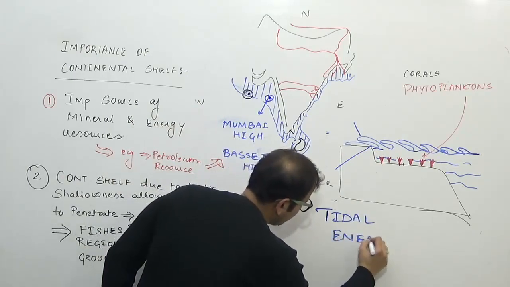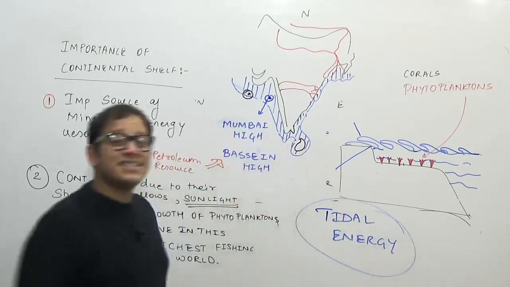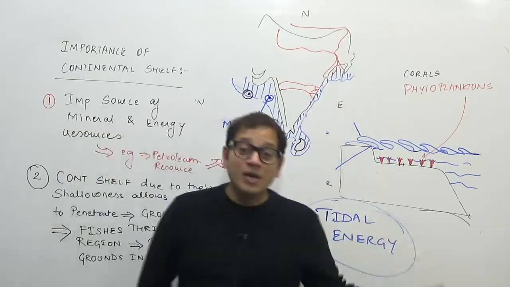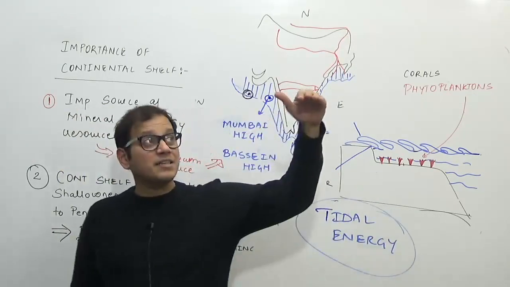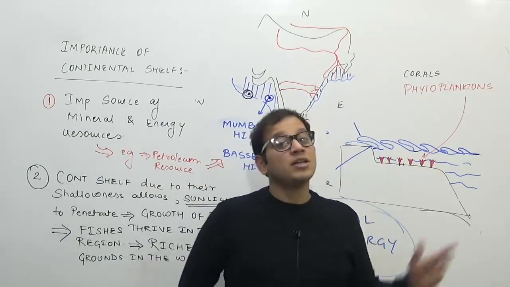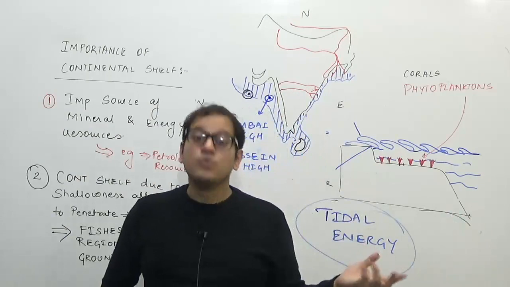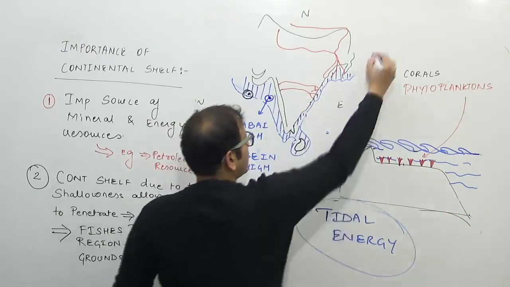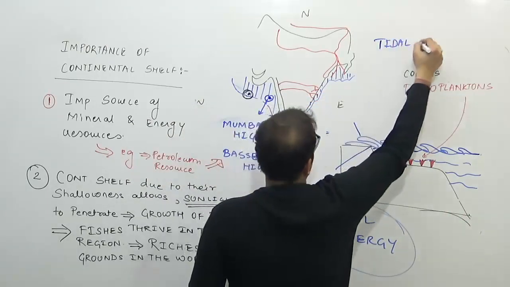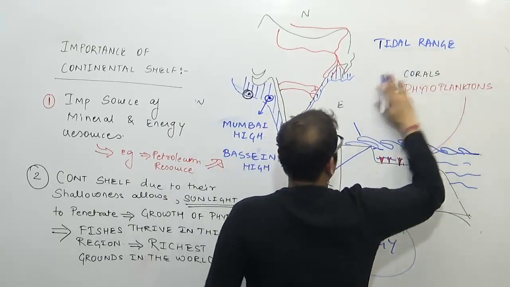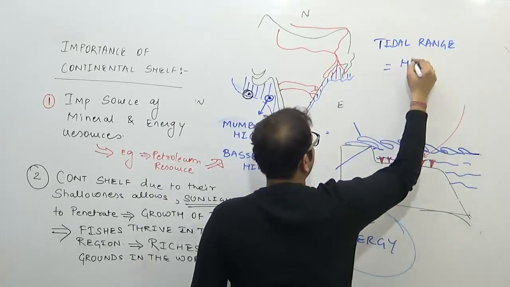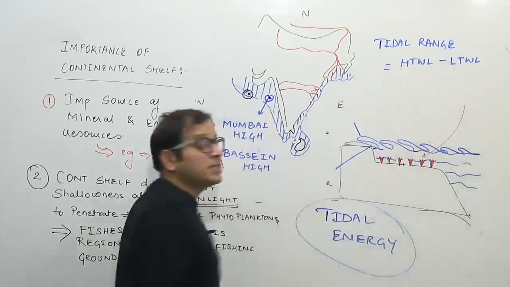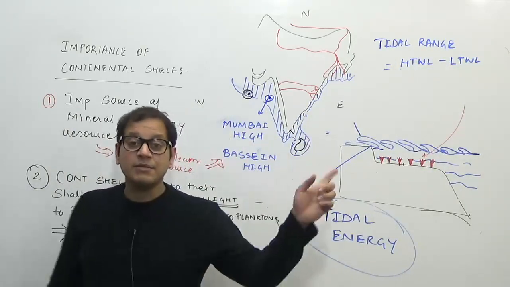What is this tidal energy? The tidal energy is the energy which is taken from the tides. That is how it is done. We will do it while doing economic geography, but remember, it is the difference between high tide water and low tide water. Now, the shallower the continental shelf, the larger the tidal range. Tidal range is equal to the difference between high tide water level minus low tide water level. HT means high tide water level, LT means low tide water level.